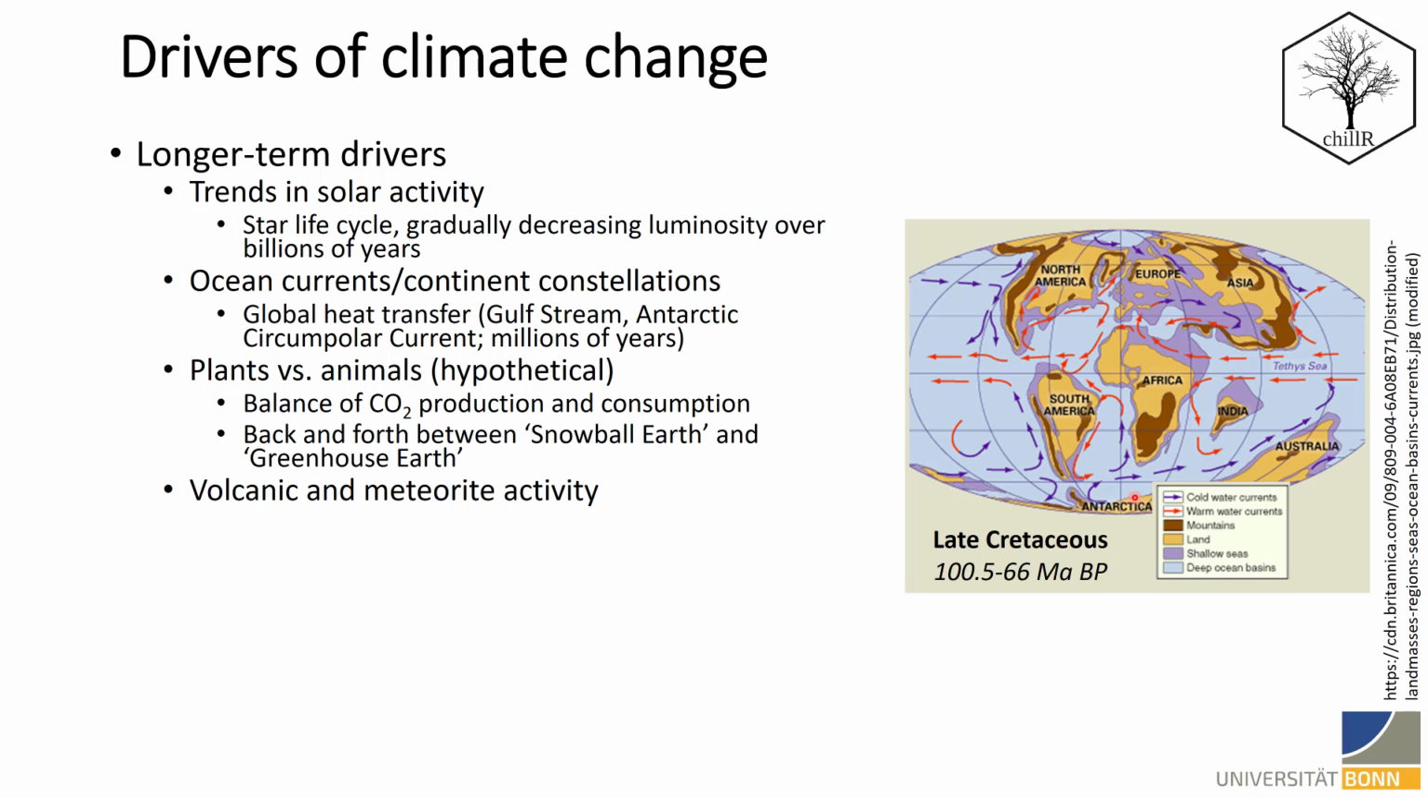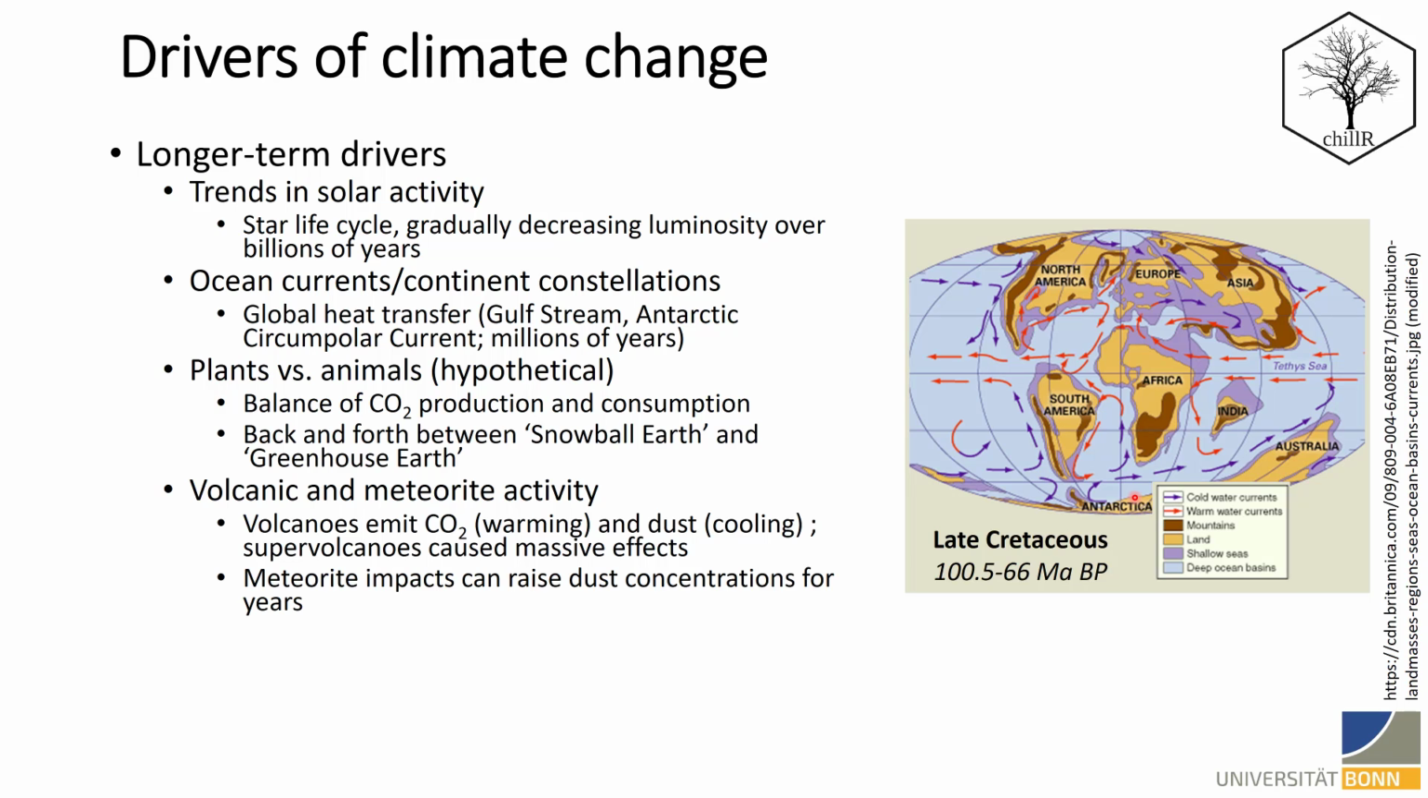There's also volcanic and meteorite activity. Volcanoes emit CO2, having a warming effect, and they emit dust, which has a cooling effect. And there have been several eruptions of supervolcanoes in the past in different places on Earth that caused massive effects on the planet. Especially in some cases there were dust clouds also by meteorite impacts that persist for several years and then create all kinds of effects that then again have follow-on ripple effects that affect basically the whole planet. If the sun gets blocked out for several years, you can imagine the kind of effect it will have on plant and animal life.